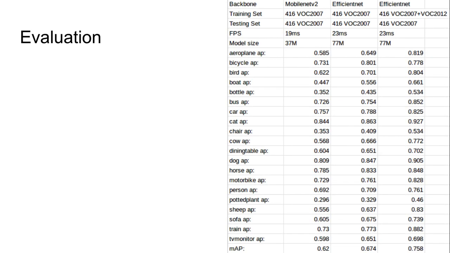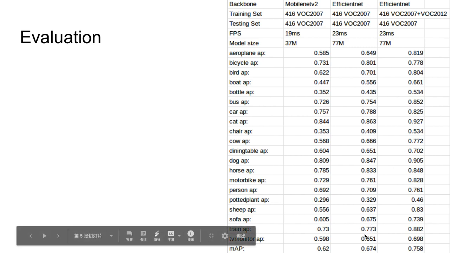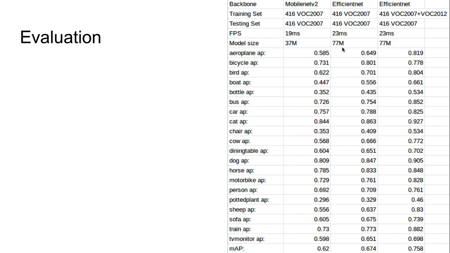Okay, let's look at the evaluation. First, the different versions of YOLO. If you look at the example, if I tried with good backbones, I will get good accuracy, but at the same time, the size of the model will be bigger.